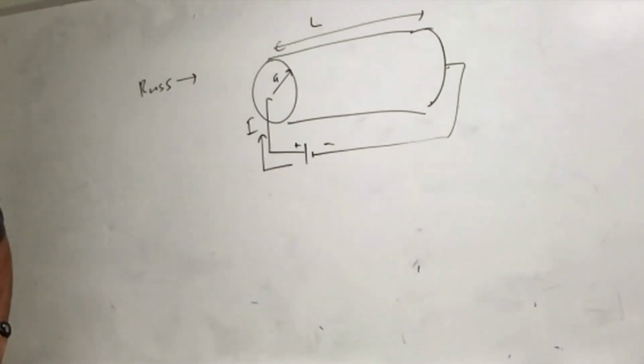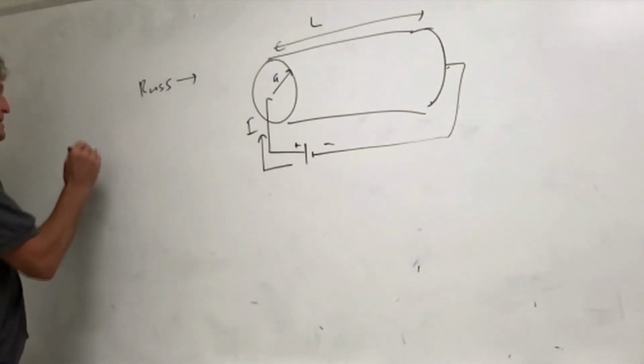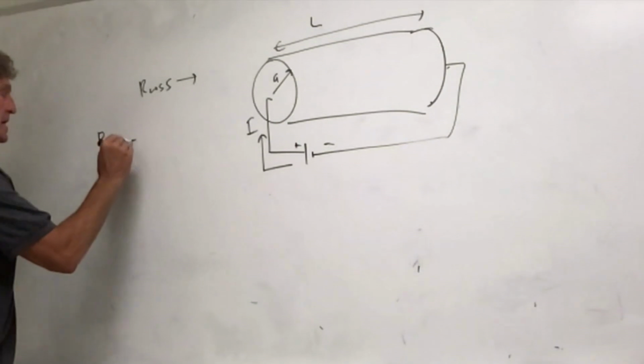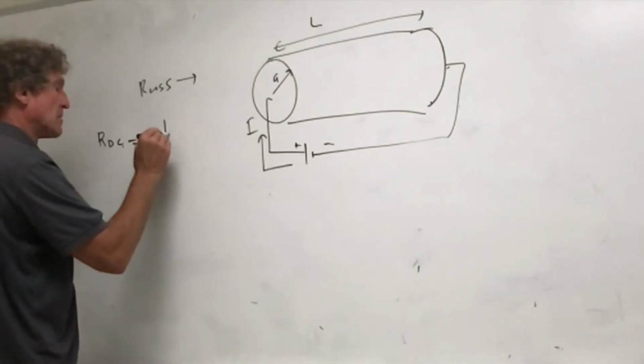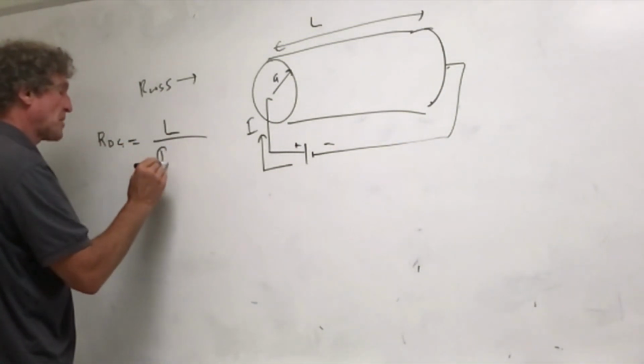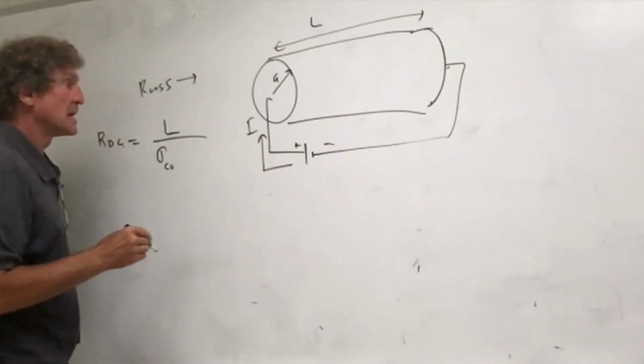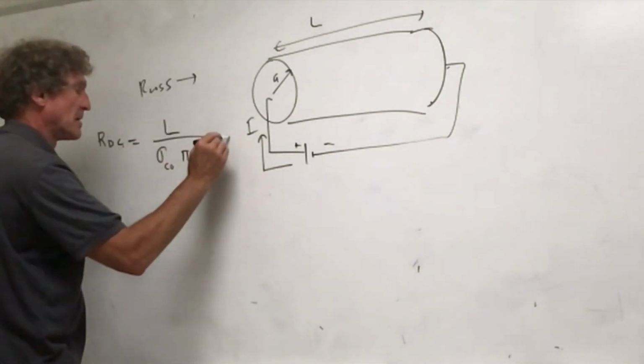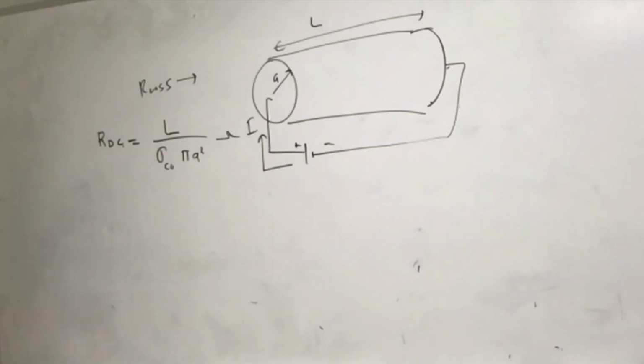Now, do you remember how you do this? You can say the actual DC resistance, R DC, would be equal to the length divided by the conductivity, times the area, which is pi a squared. It's probably copper, but it could be something else. And this would be in ohms, right? That would be if it had direct current and there was no frequency.